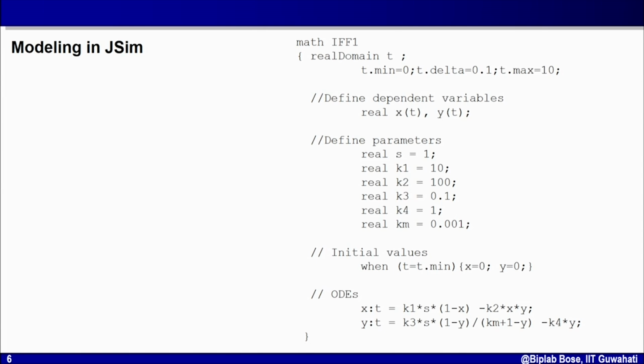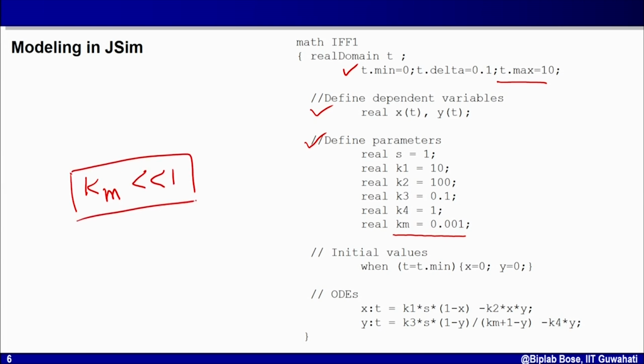The code is as usual, the same as we have done earlier. Initially you define the time. I have kept Tmax equal to 10 here. You have defined two dependent variables, x and y in this case. Remember, my input signal is s, and the output signal is the steady state value of x. And you have defined the parameter values. Note here, I have considered km equal to 0.001. If you remember in our algebraic calculation that we discussed earlier, we considered a simplification where km is much smaller than 1.